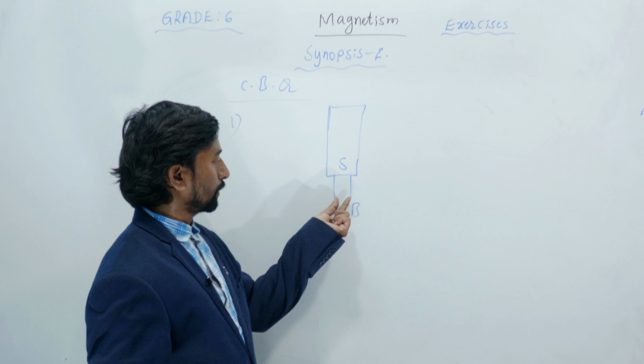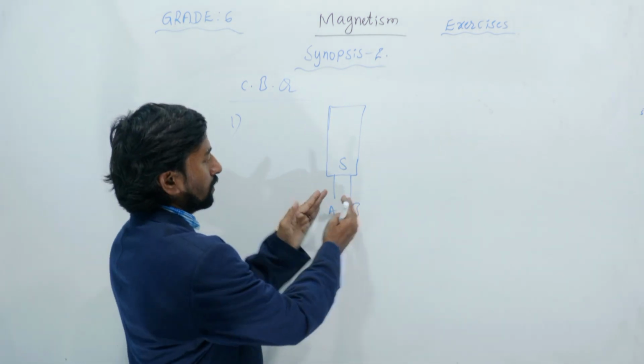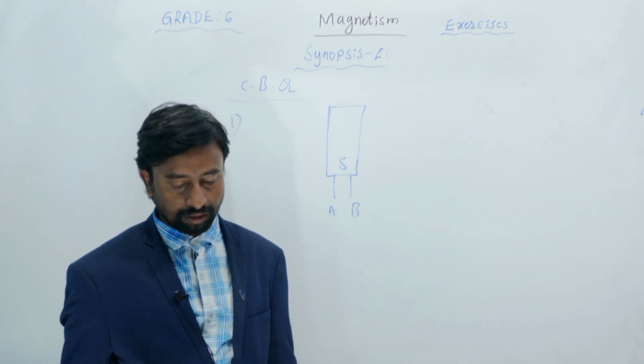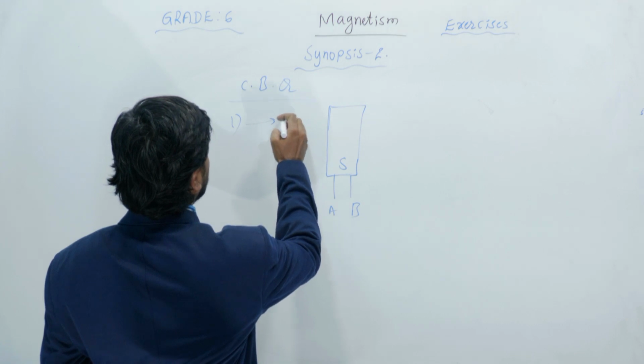The north pole like poles will repel each other, so they will diverge from each other there. These two pins will diverge from each other. Okay, that is option 2. So the first one is option 2. They will diverge from each other there.